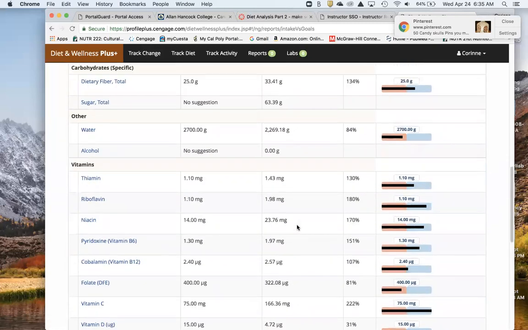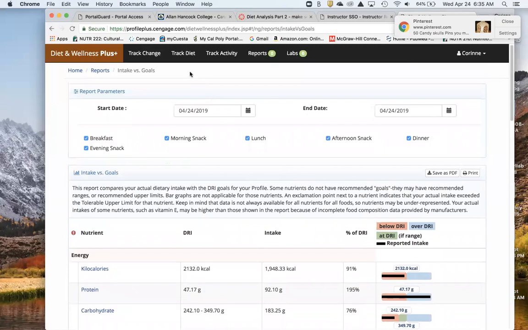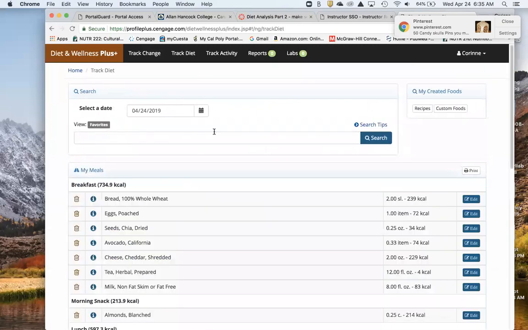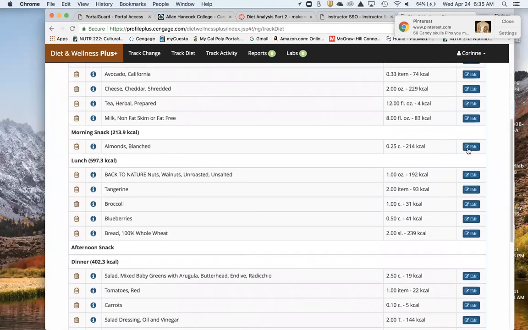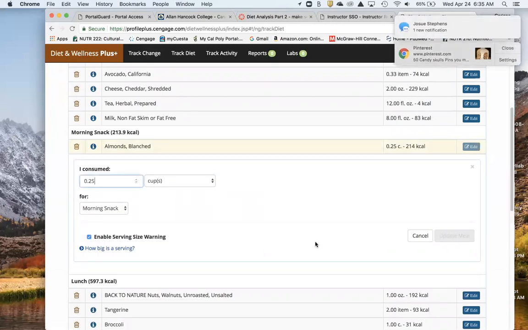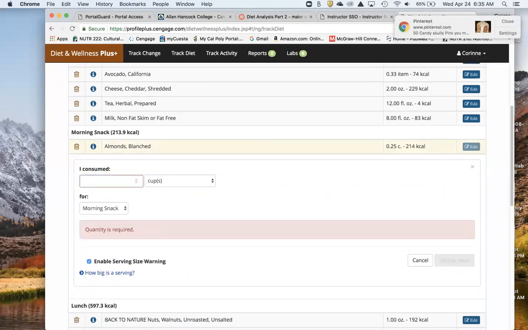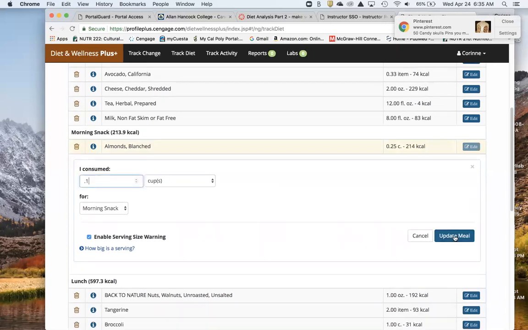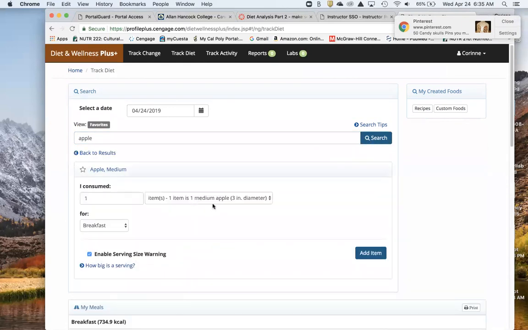So you see that this is kind of a process, and you have to prioritize which is worth the most points and what you can change to try to get the most points. So I added those almonds for a snack. I might just change this to 0, or I'll say I had 0.1 of a cup, so less. And I need more carbs, so I'm going to add more fruit. Apple would be good for me. I do eat an apple, so I'm going to add an apple.